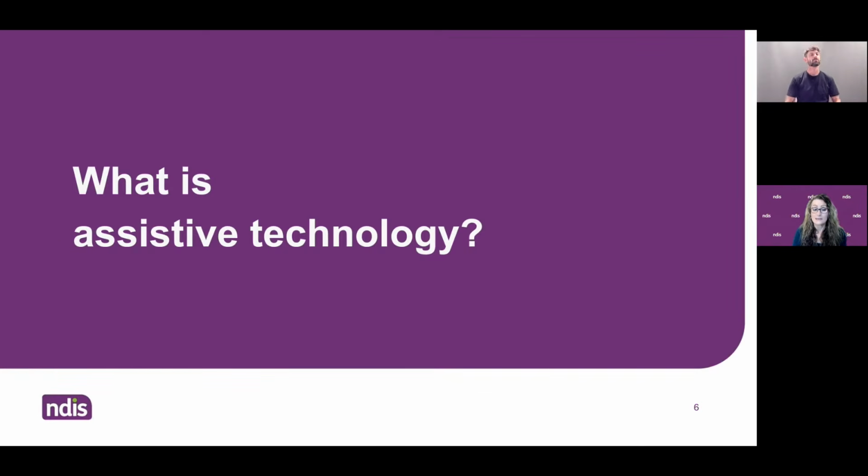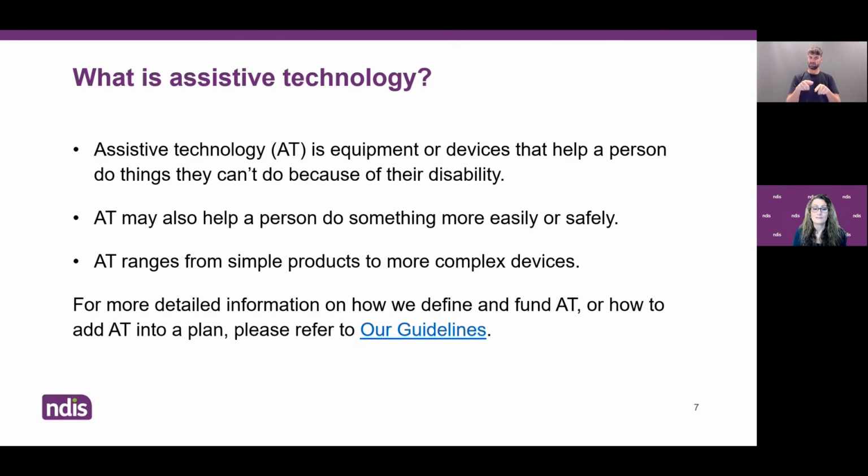What is AT? AT is equipment or devices that help a person do things they can't do because of their disability. AT may also help a person to do something more easily or safely. AT involves things designed to improve a participant's daily life and to help them do everyday things.